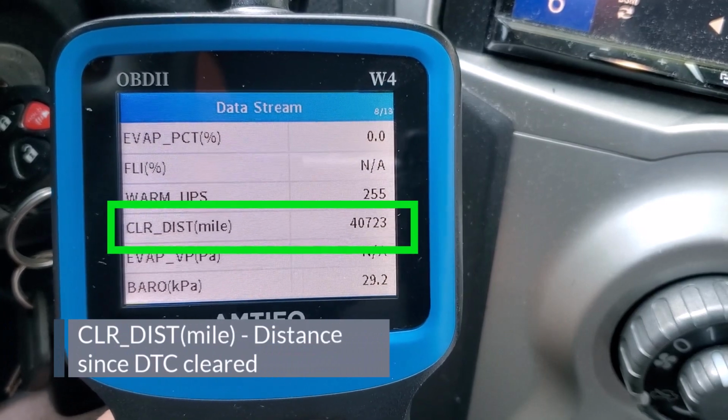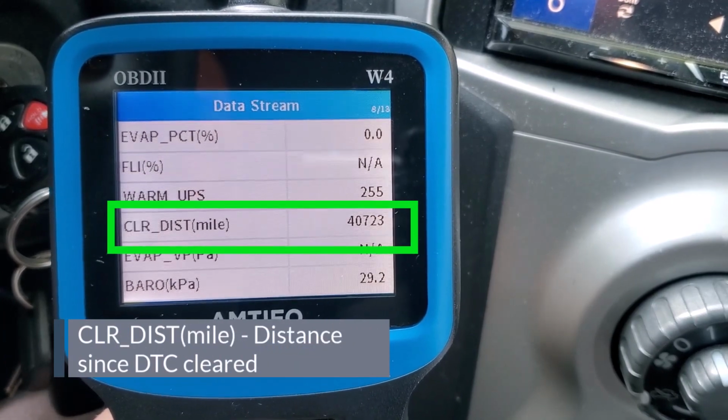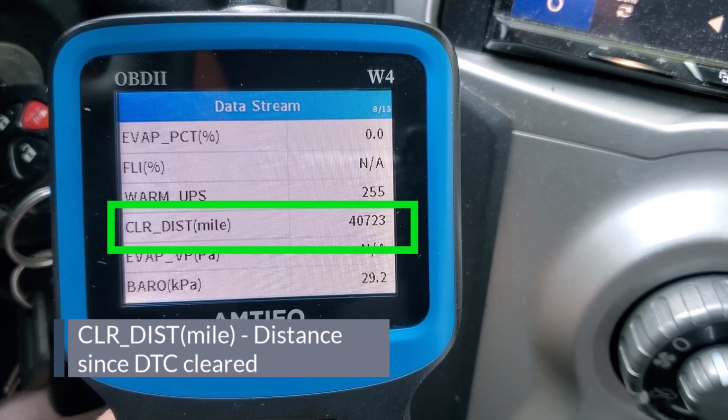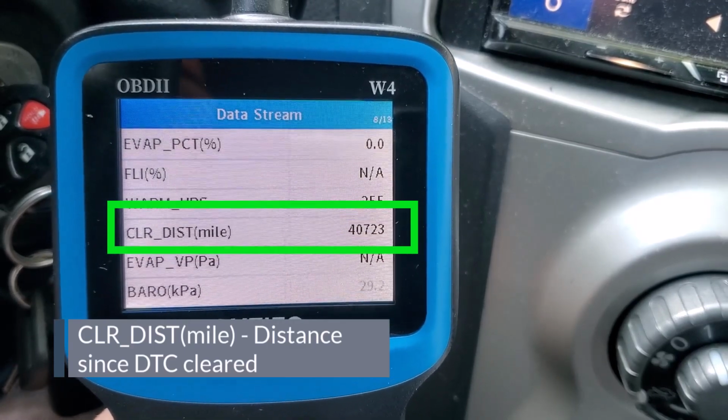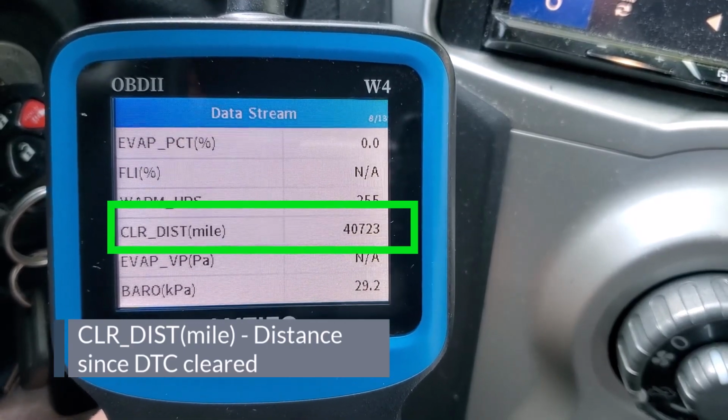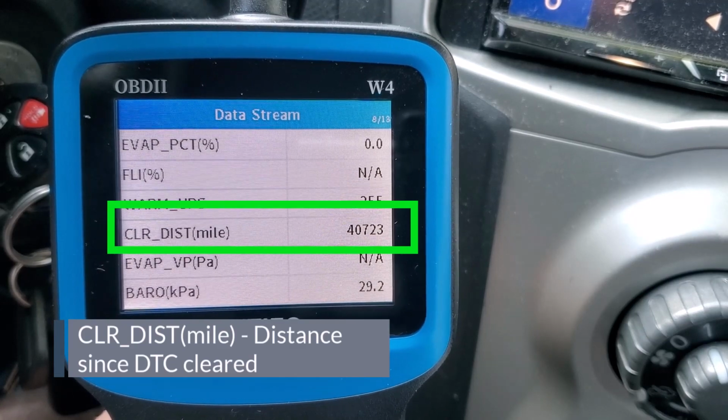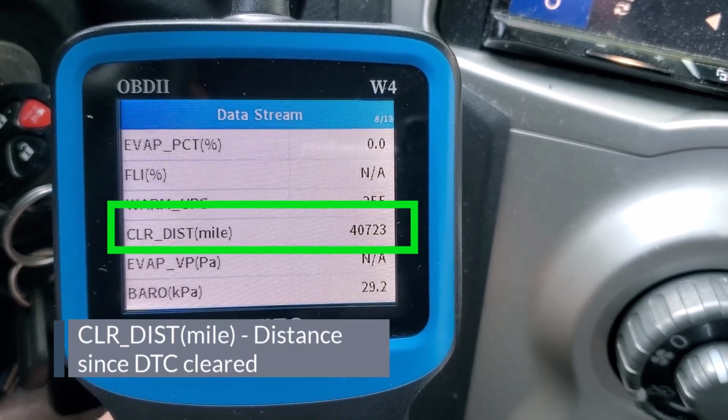Okay, next up is clear distance, and this is the distance since your diagnostic trouble codes have been cleared. Mine's in miles, and this also has a maximum value, so you might not see it go beyond 65,500, I think it is, or somewhere right in that ballpark.